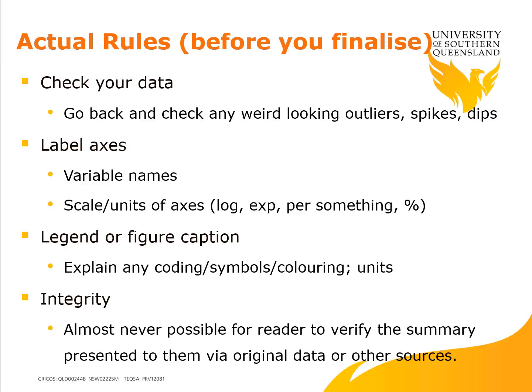So some more actual rules, I think. Before you finalise any plot, check your data, go back and check any weird looking outliers or spikes or dips. Make sure your axes are labelled with variable names and that you have units on your axes. And if you're giving a percentage of something, make sure you give the sample size as well. 10% of 30 is very different to 10% of 300 in how I would interpret that graph. So it's really important that you never give a percentage value without somewhere on the plot alerting the reader to what the sample size is, what the percentage of how many.